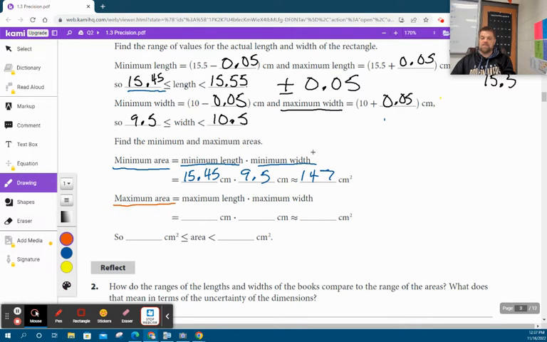Now, to find the maximum area, we're going to take the maximum length. What's the maximum length? It's this number right here. That's going to be 15.55 times the maximum width. What's the maximum width? 10.5.